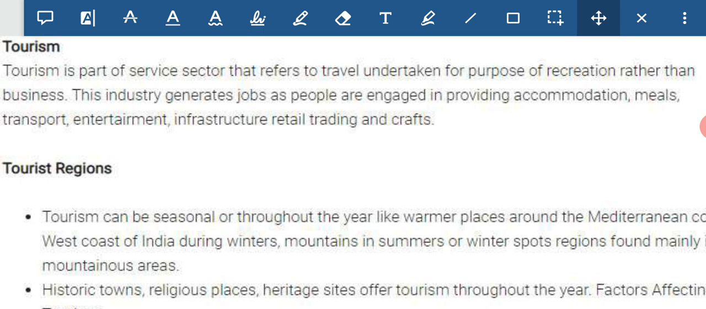Now what does this indicate? That tourism is highly labor intensive, because nearly 250 million people are engaged in this tourism sector. They are involved in accommodation, meals, transport, entertainment, infrastructure, trading and crafts. Roughly, all these provide employment to 250 million people in the world.